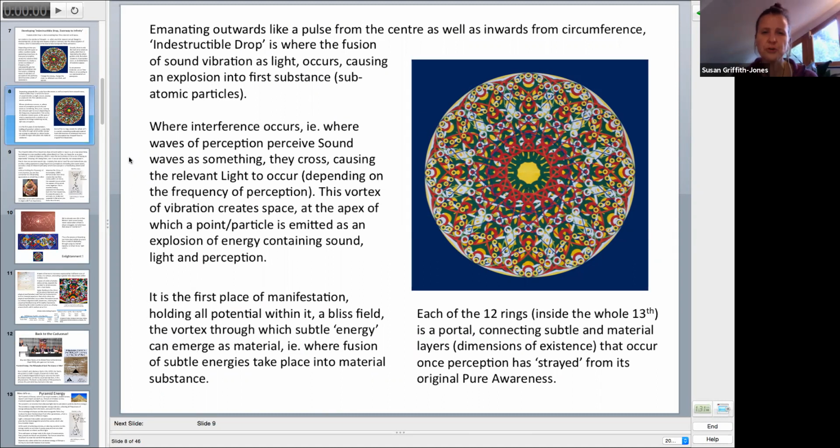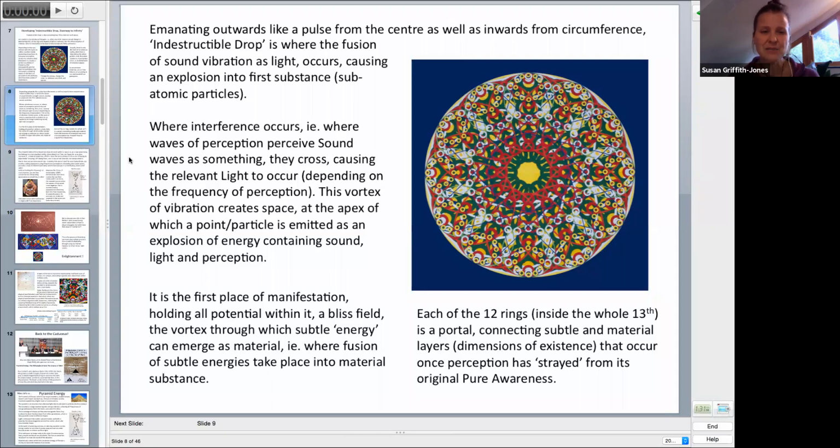Indestructible Drop is where the fusion of sound vibration as light occurs, causing an explosion into first substance of subatomic particles. Where interference occurs, i.e. where waves of perception perceive sound waves as something, they cross, causing the relevant light to occur, which also depends on the frequency of perception. So there's this continuous play, this loop, which is always occurring. We just can't get past that unless we realize it's true, and then we have a measure of control over it.